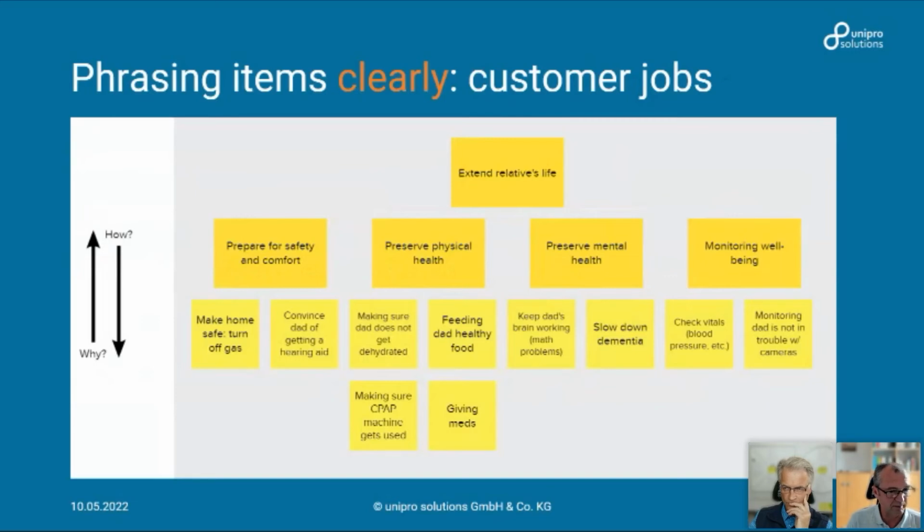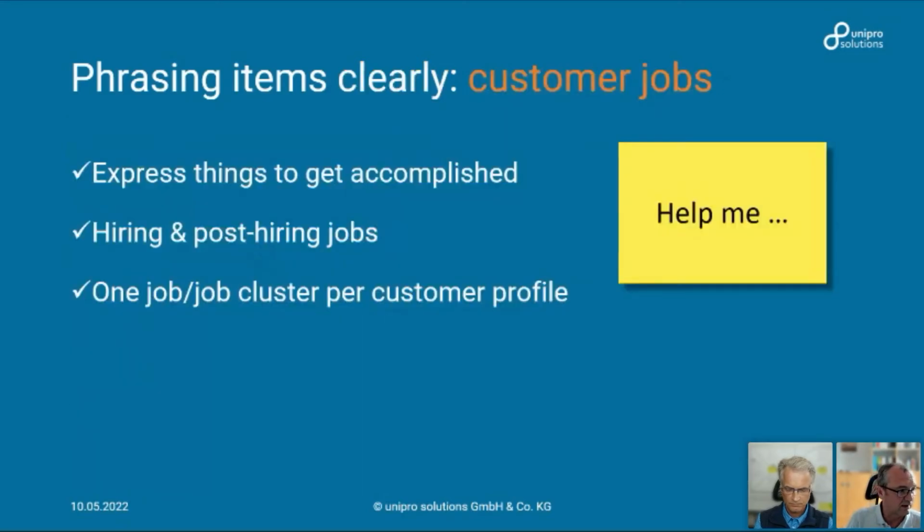We have this job map, and then you can select either a whole cluster, like in this case, preserve the physical health of my relative. Then you just take the top statement, and that means that all statements below in the cluster are also mentioned. Or you pick one of those, like making sure that the person does not get dehydrated. If that's a customer job, people not getting dehydrated, that's fine as well. But you have to make a decision. You want to apply for this whole cluster or for single jobs, and then you can put those accordingly on the customer profile.